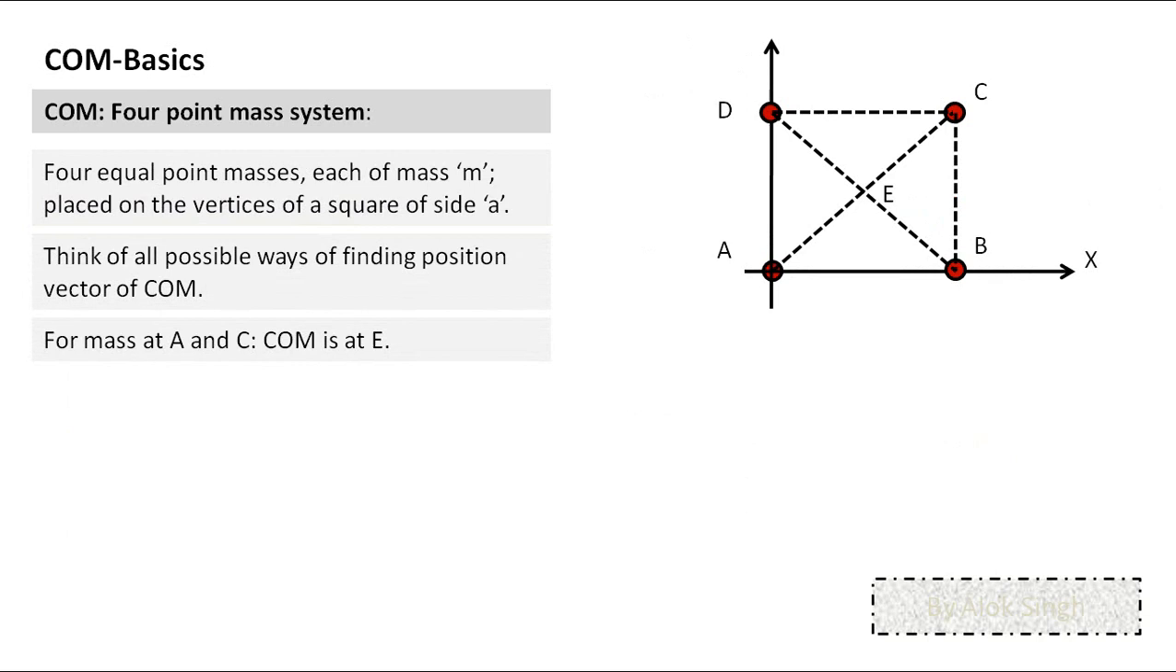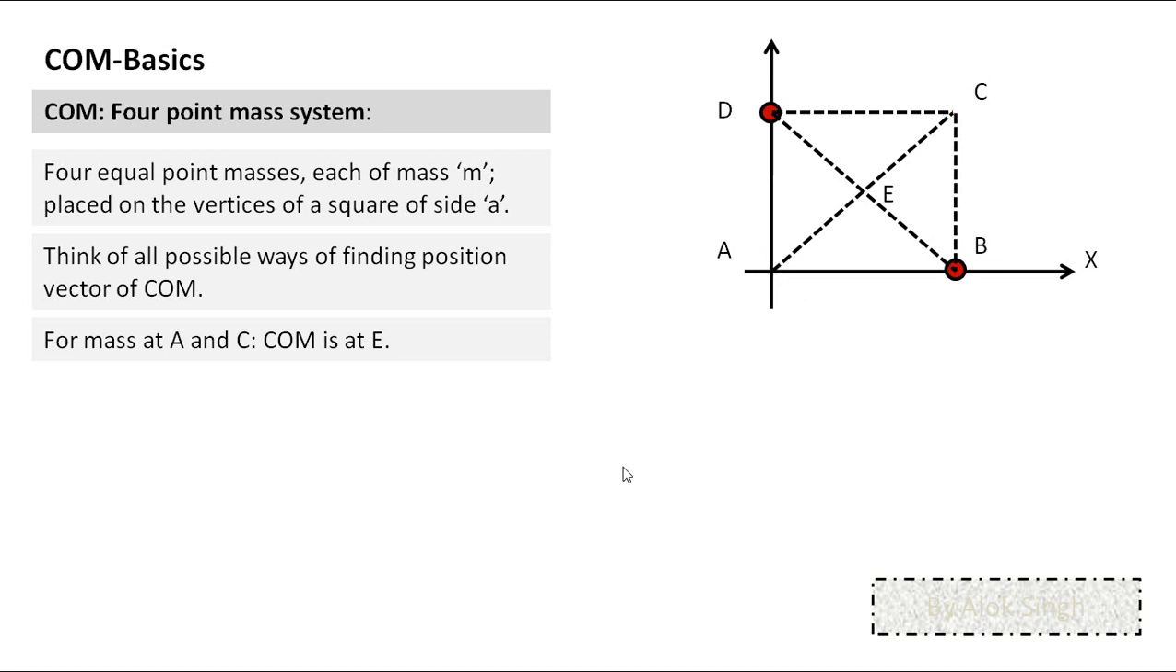So let's again use the third method, what we discussed in the previous slide. First, for masses A and C, these opposite masses, where will the center of mass be? The center of mass will lie at the midpoint E. So I can replace these two masses with mass 2m placed at E.